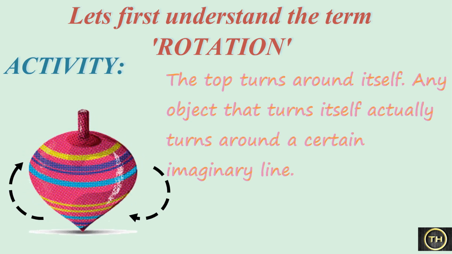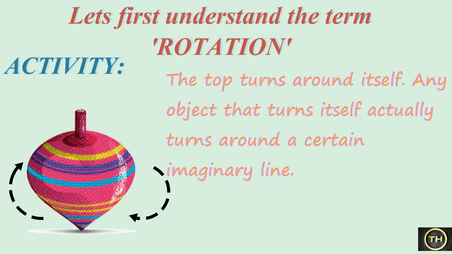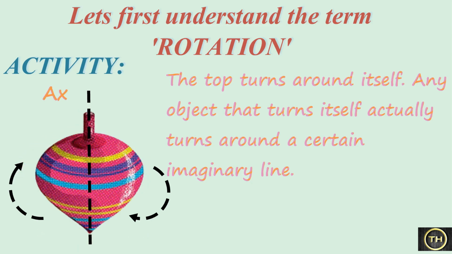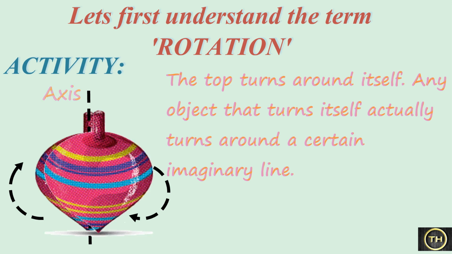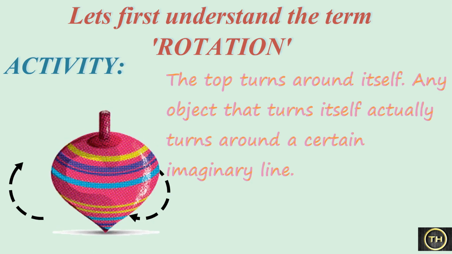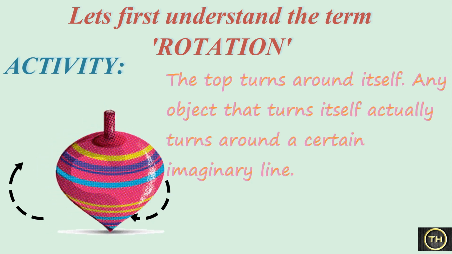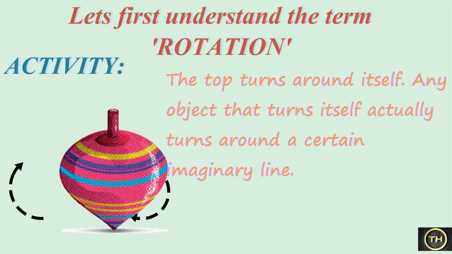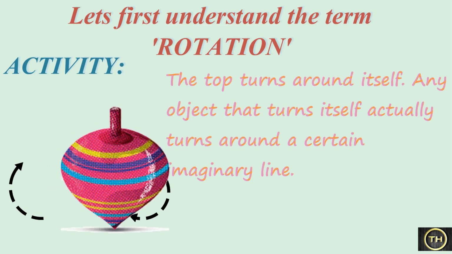Any object that turns around itself actually turns around a certain imaginary line. Now, what do you mean by imaginary lines? It means that when an object turns around itself, we feel as if it is turning around a particular line which is there and it's turning around itself. But actually, there is no line over there. Instead, we feel as if there is a line around which a top is moving or any object is moving.